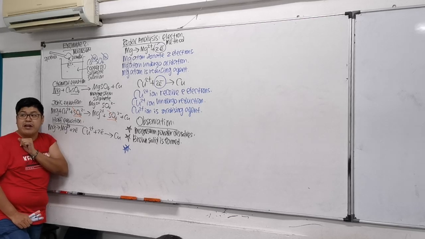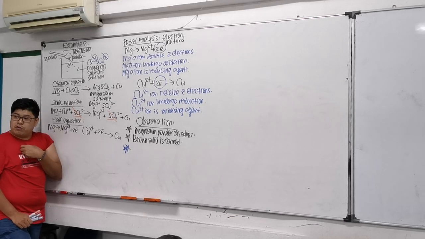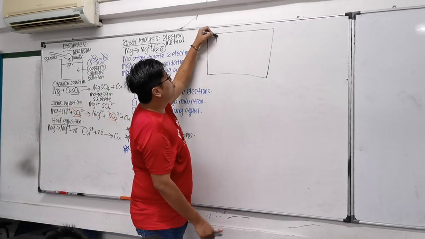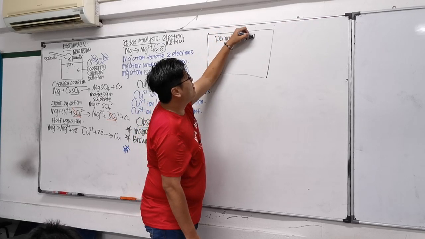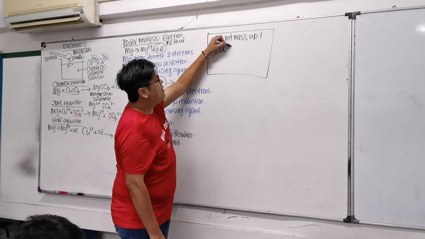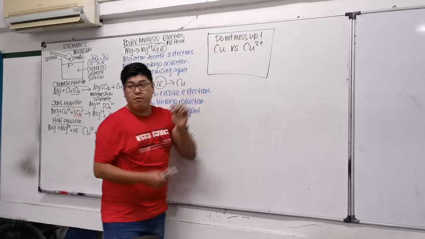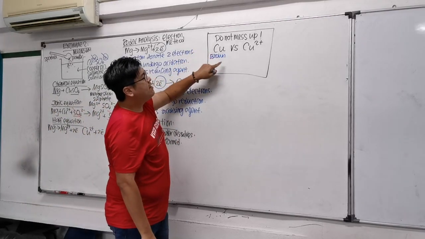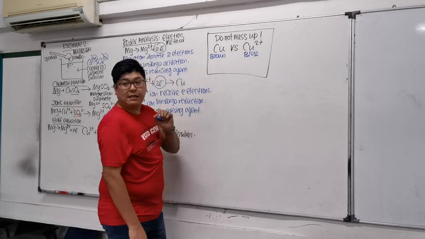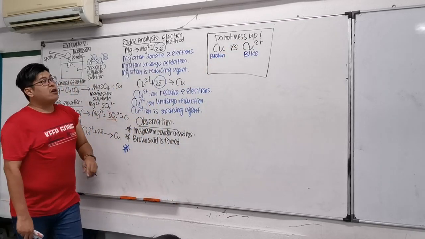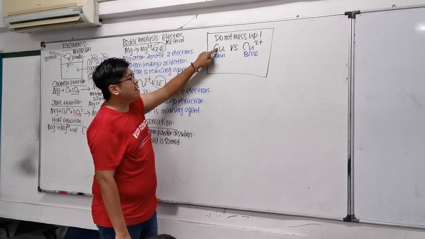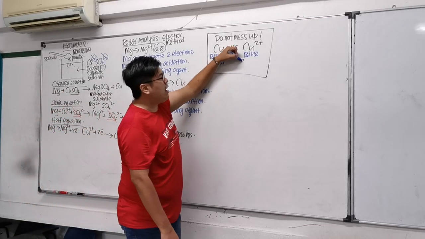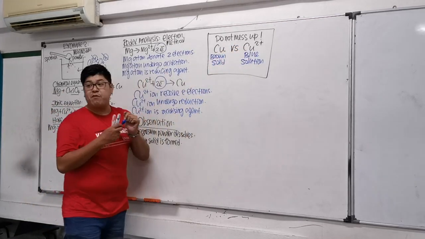Some of you will be confused and say, sir, I thought you said a moment ago copper is brown. Don't confuse, please be careful. Do not ever mess up these two: the first is copper, the second is copper 2+. They are very different. Copper is a brown color thing, Cu2+ is a blue color substance. Copper is a metal, so it's a brown color solid. Cu2+ is the ion, a blue color solution. So please be very careful.